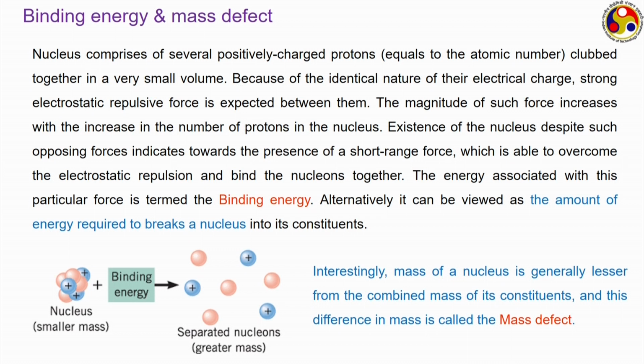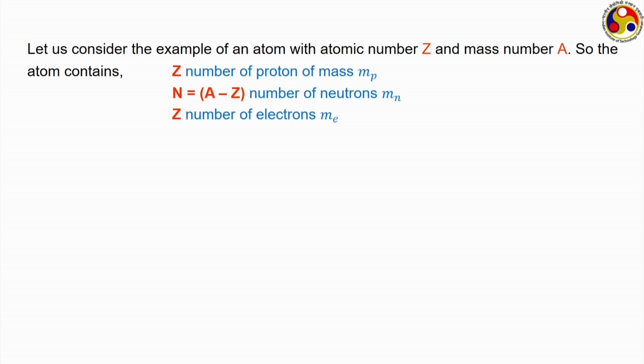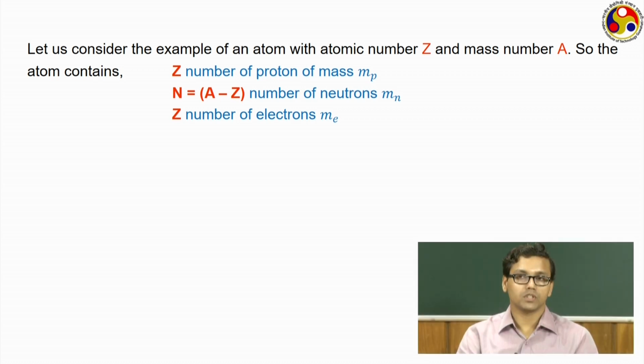It is really fascinating to think that the nucleons which form a nucleus have a combined mass greater than the nucleus itself. This mass defect is actually the source of nuclear energy. Let us consider an example. Let us say we have an atom with atomic number Z and mass number A. Therefore, atomic number represents the number of protons.